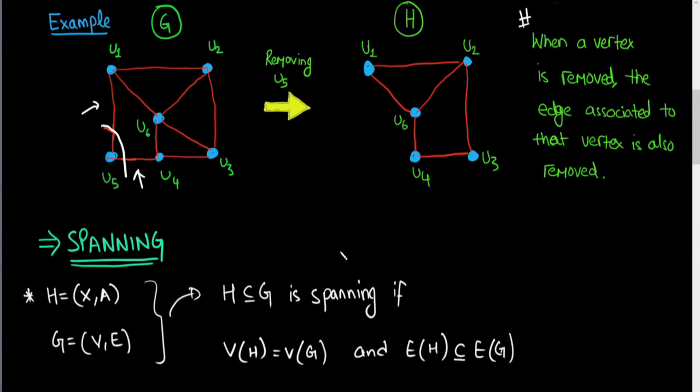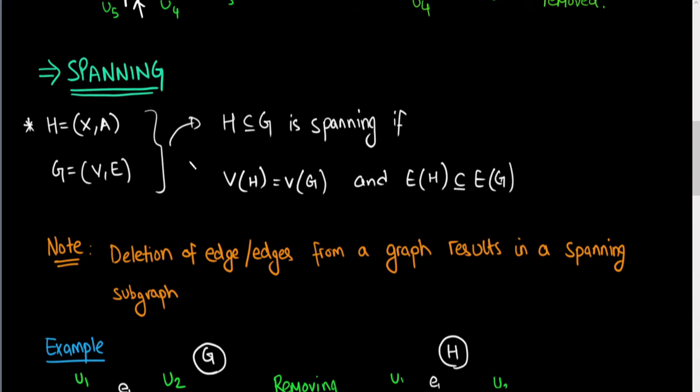Now the second type of subgraph is your spanning subgraph. As usual, you've got your two graphs, H, that is (X, A), and G, which is (V, E). Then H, a subgraph of G, is spanning if the number of vertices of H equals the number of vertices of G, and the edge set of H is a subset of the edge set of G. Again, in layman's terms, a really neat way to remember a spanning subgraph is that deletion of an edge or edges from a graph results in a spanning subgraph.